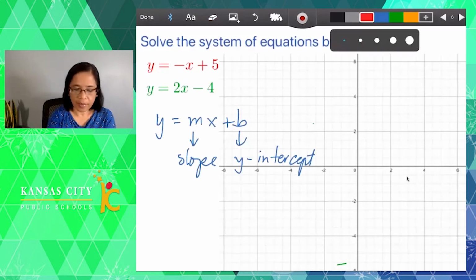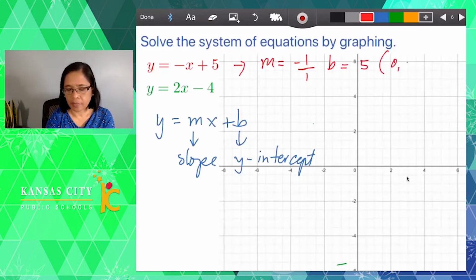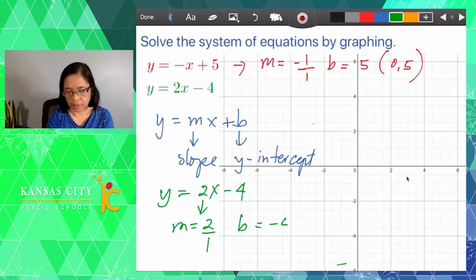In the first line, the red equation here, our slope m is -1, or we can write this as -1 over 1, and the y-intercept is 5. We can write this as (0, 5). Now, in the second line, the green line here, y equals 2x minus 4. Our slope m is 2, or 2 over 1, and the y-intercept is -4, which we could write as (0, -4).